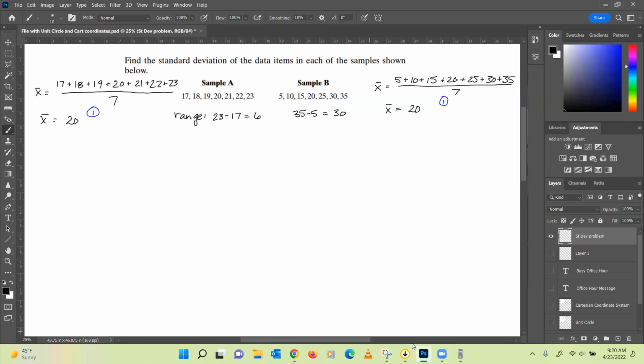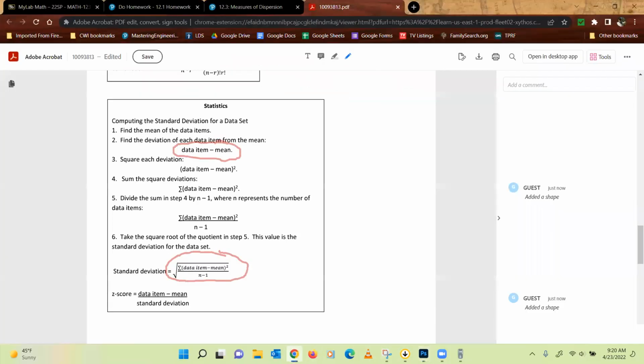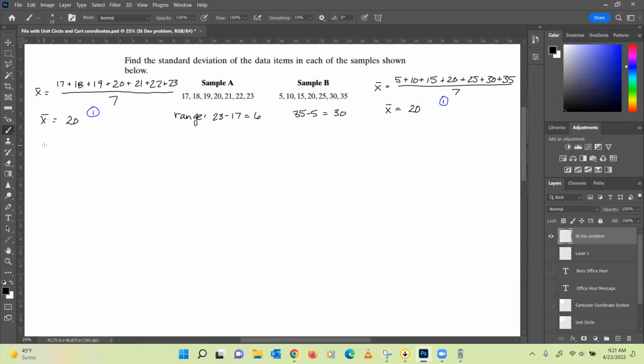Step 2, and let me go back to the formula sheet. Step 2 was to find the deviation of each data item from the mean. So we take each data item and subtract the mean from it. So I'm going to go ahead and list the data items here. That seems to me to be the best organization for working this out. You may have a different system that works for you, and that's great. Find the one that works best for you and run with it. As long as it's working, let's use it.